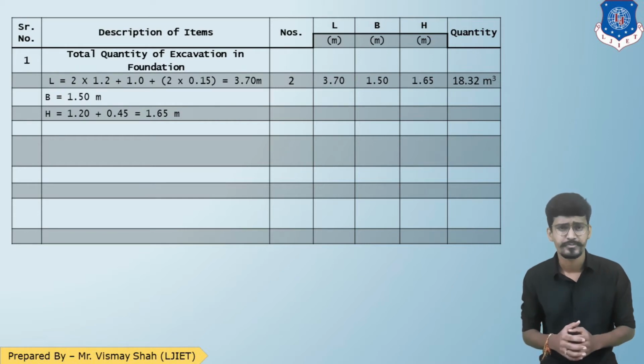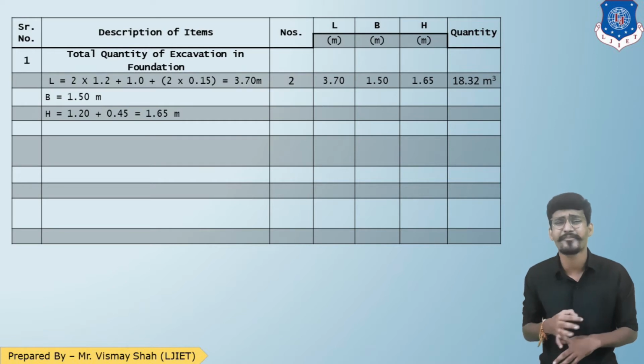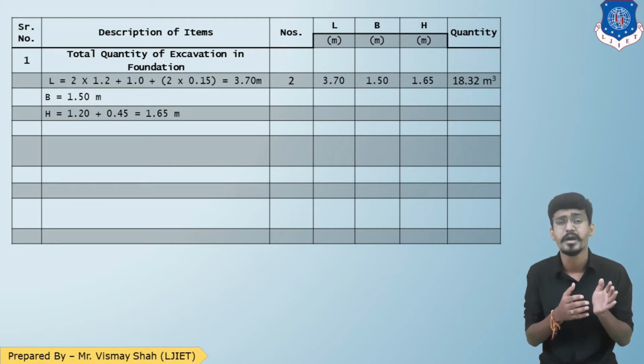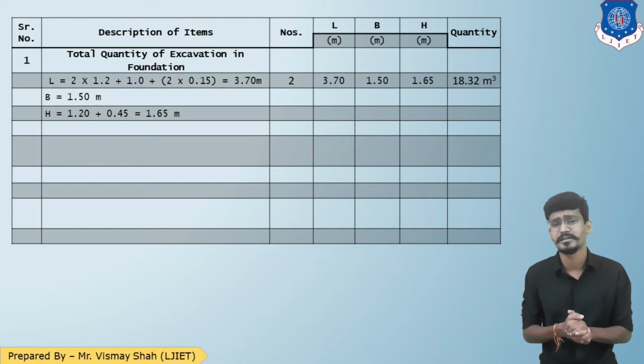So I hope we are very much clear about how we can calculate the quantities for Hume pipe culvert. Students, the quantities of excavation, brickwork, sand filling, these are the basic quantities which remain the same. The fundamental rule of calculation remains the same for all types of structure, whether you are calculating for a building or apartment, or you are calculating for the culverts.